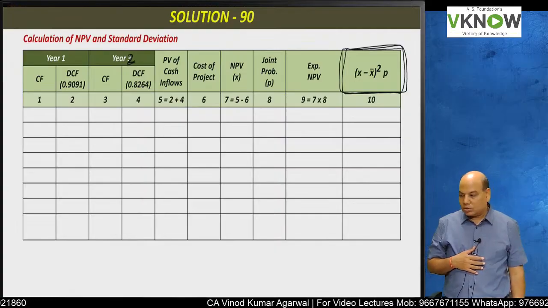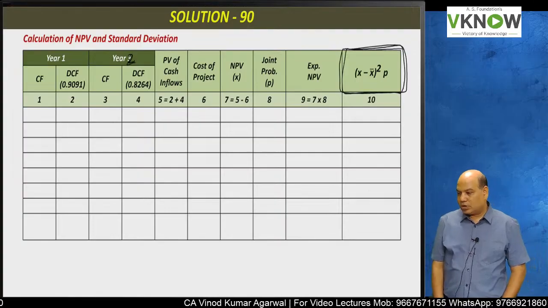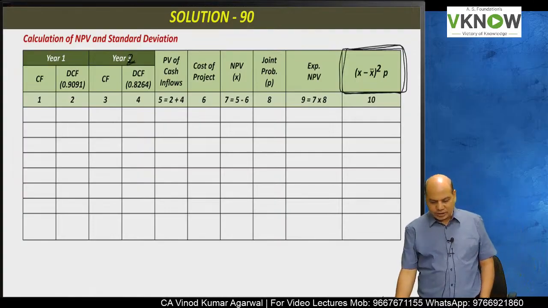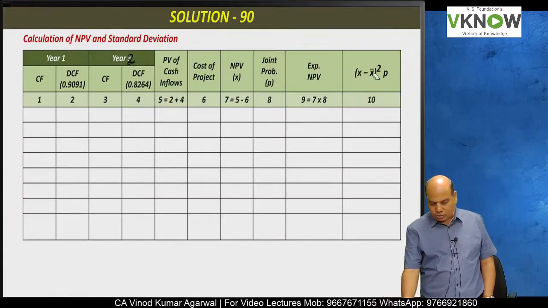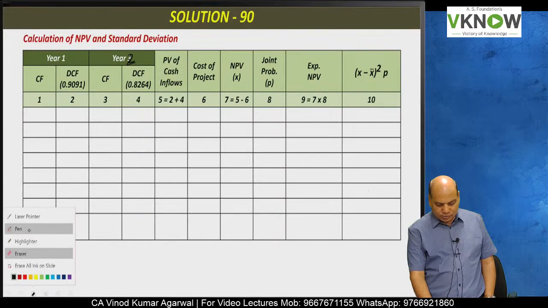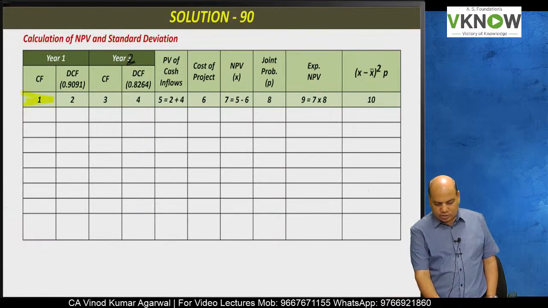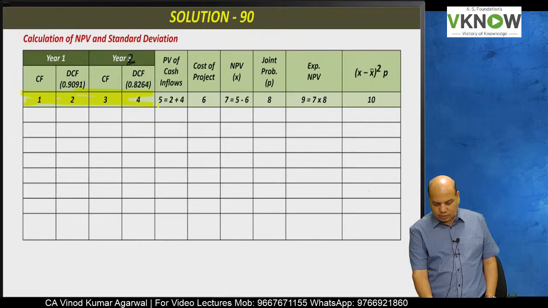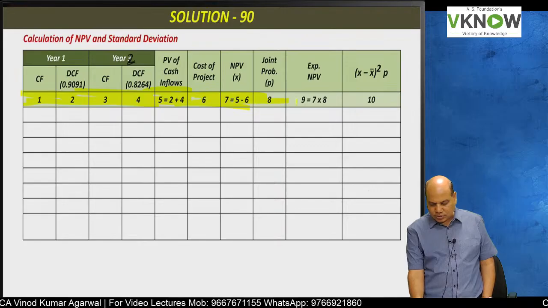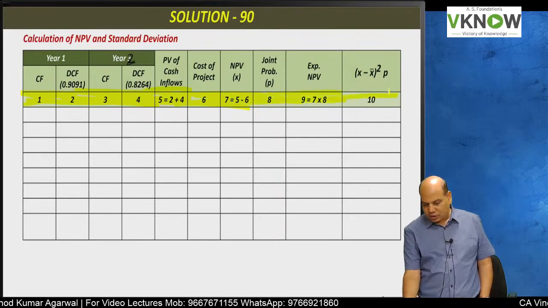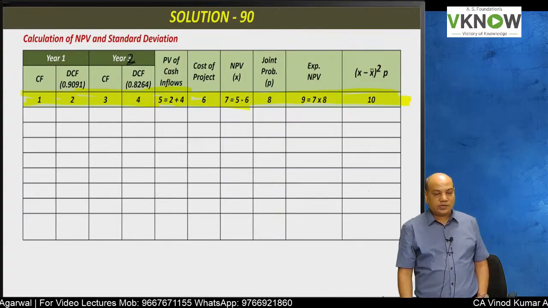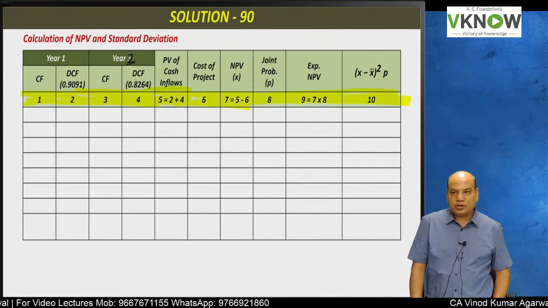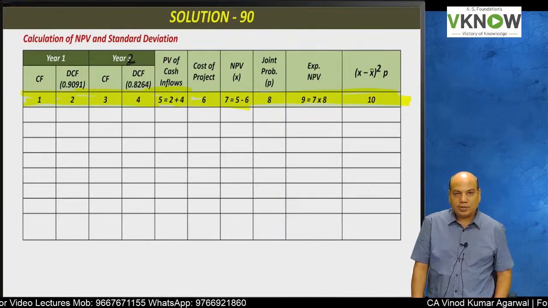So please now draw the table first. Column numbers also write down. Column numbers will help you to connect different columns. These are column numbers 1, 2, 3, 4, 5 (2 plus 4), 6, 7 (5 minus 6), 8, 9 (7 into 8), and 10. Is it necessary to write column numbers? The answer is no, but if you write it, it is better.